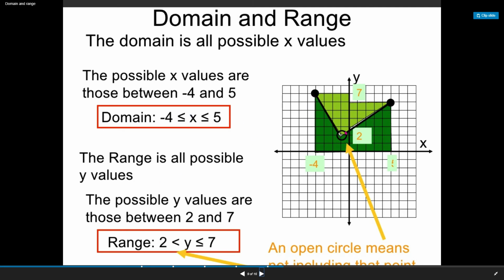Now what about the y values? Now be careful at this, because we know that we go here, we go down, and we go up. So you care about the highest point of 7, and then the lowest point, because that's going to give you all the possible values in there. So we have 7 and 2 this time. So all the possible values are between 2 and 7.